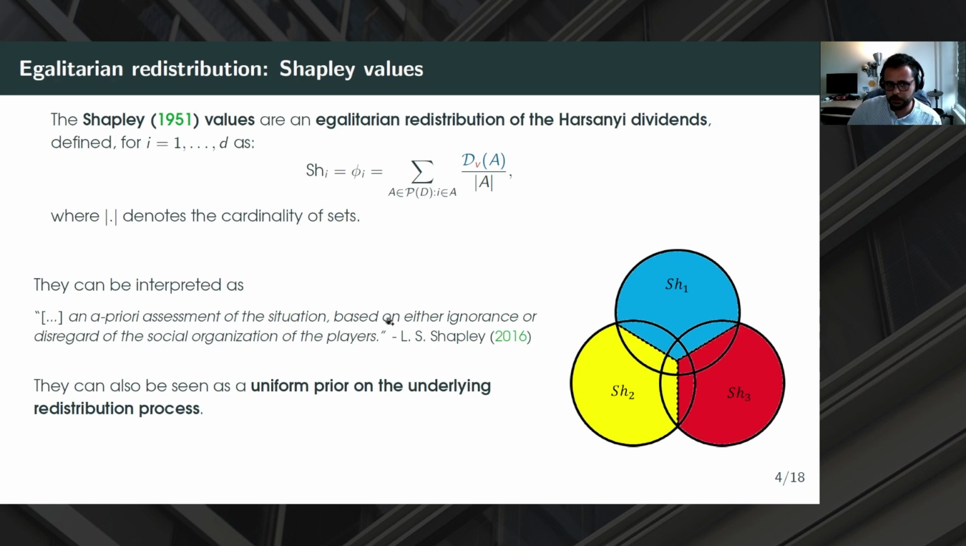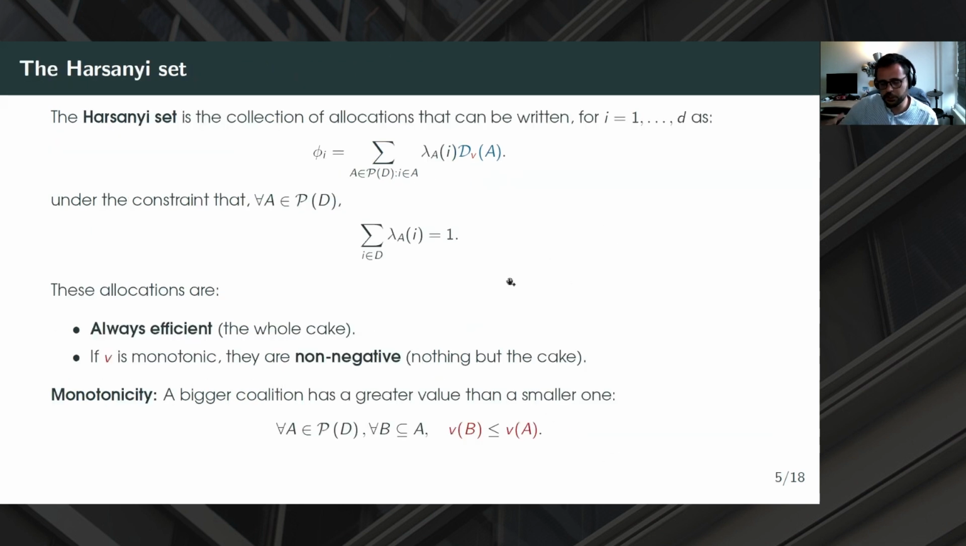We can understand the Shapley values as being like a uniform prior on the underlying redistribution process that goes on in the cooperative game. So we can generalize this idea. This is not something that we've invented. It's from cooperative game theory, and it's the Harsanyi set. The Harsanyi set is a set of allocations that can be written like that.